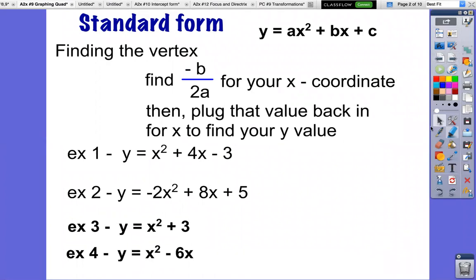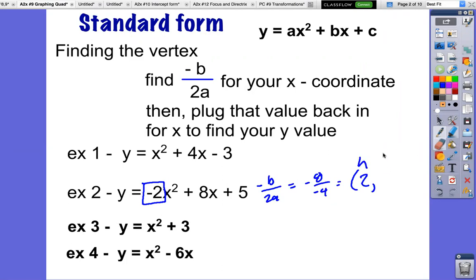Now, yesterday we talked about axis of symmetry. I know we did this, but let's do this again very quickly. So opposite of b over 2a. What is the opposite of b in number 2? -8. Over 2 times a, my a value is -2. So what is 2 times -2? -4. So my vertex is going to be at 2 something, and that's the h value.